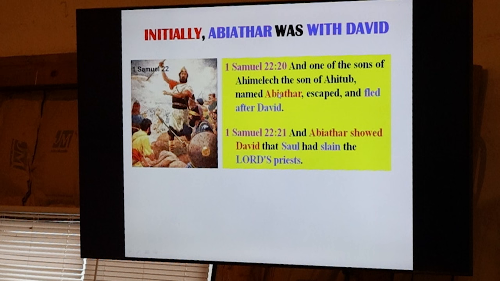So now we're going to see the background of how that prophecy given to Eli gets fulfilled. Here's the story behind it. Abiathar, who was of the line of Ithamar, was a priest along with Zadok during the days of David. And initially, Abiathar was with David, helped David, supported David. For example, Abiathar helped David flee and escape the situation mentioned here. And as well, Abiathar showed David that Saul had slain the Lord's priest. So he's with David, helping and supporting David.